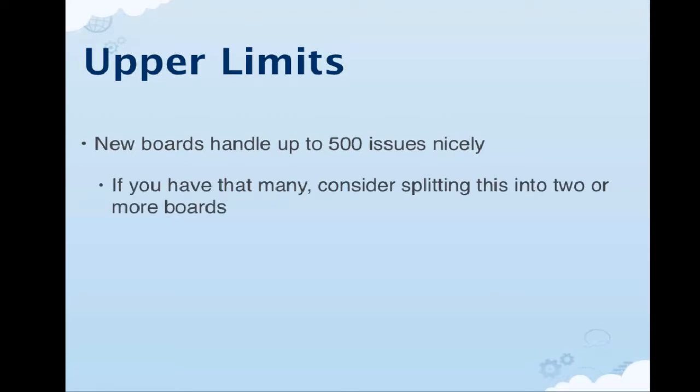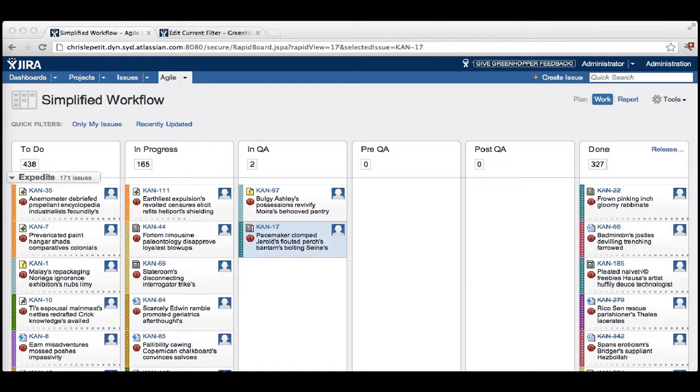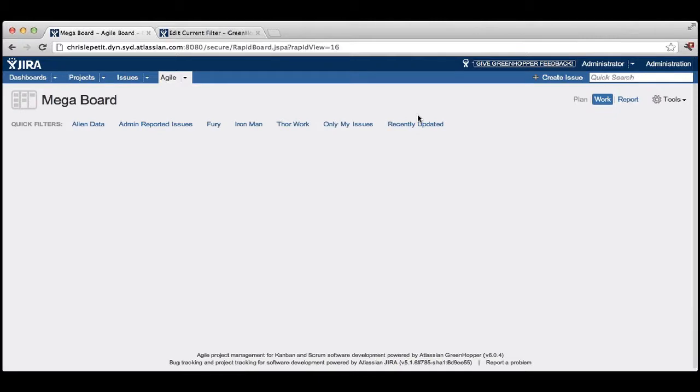Again, consider splitting it into 2 or more boards. You want to look at things like filtering out older issues that have not been updated in a while. You could even make a separate board to track those kinds of issues. But one of the things we quite often ask is how do we start cutting up that data? So let's have a quick look at how we can do a lot of that. Now we've got one board already here that is our mega board that we'll go through and just have a look at to start with.